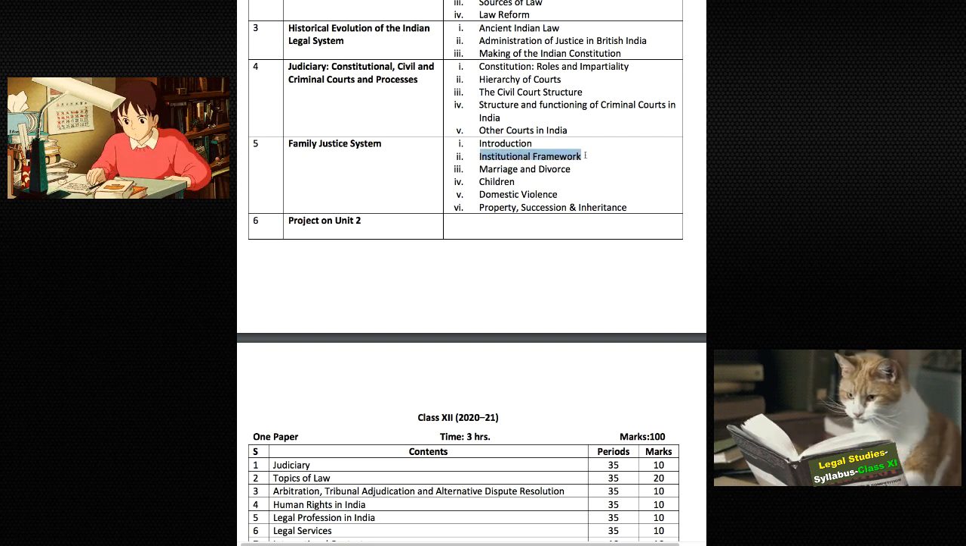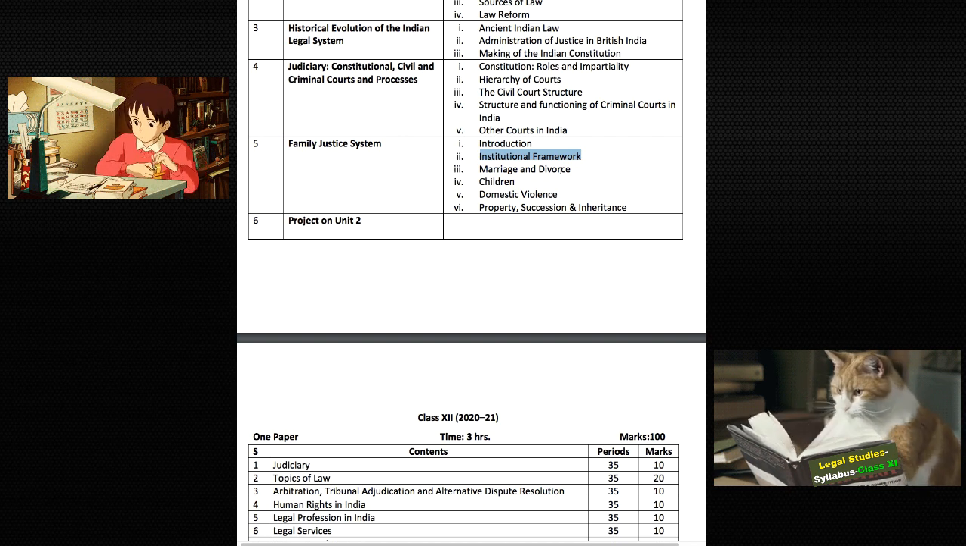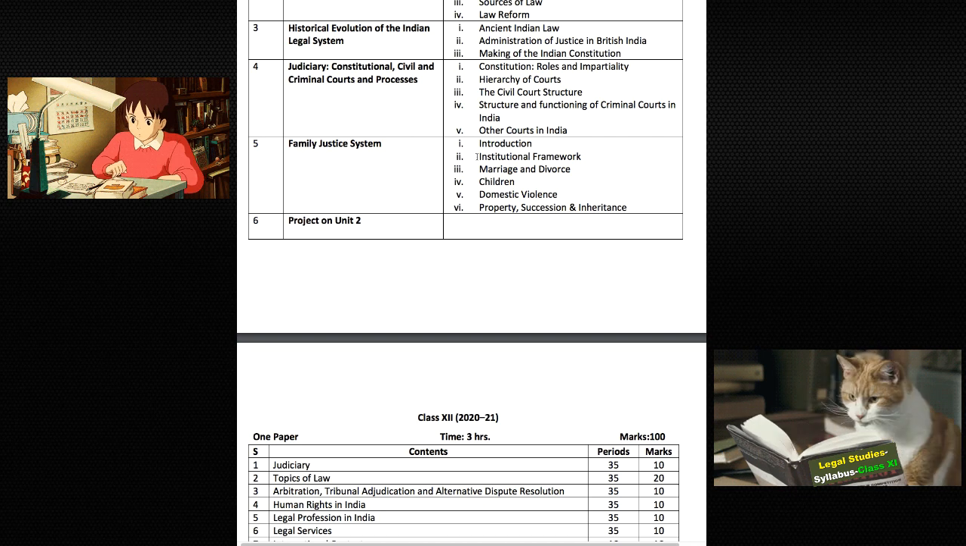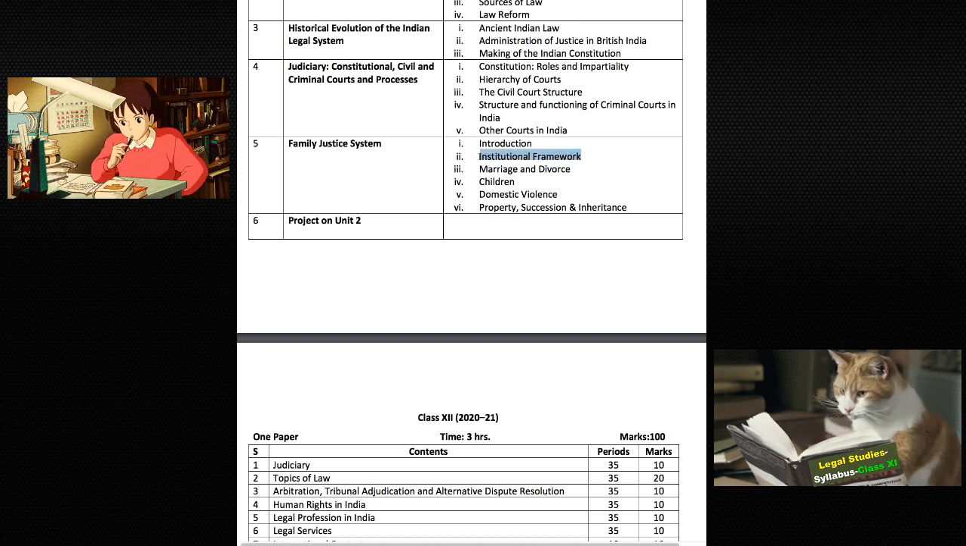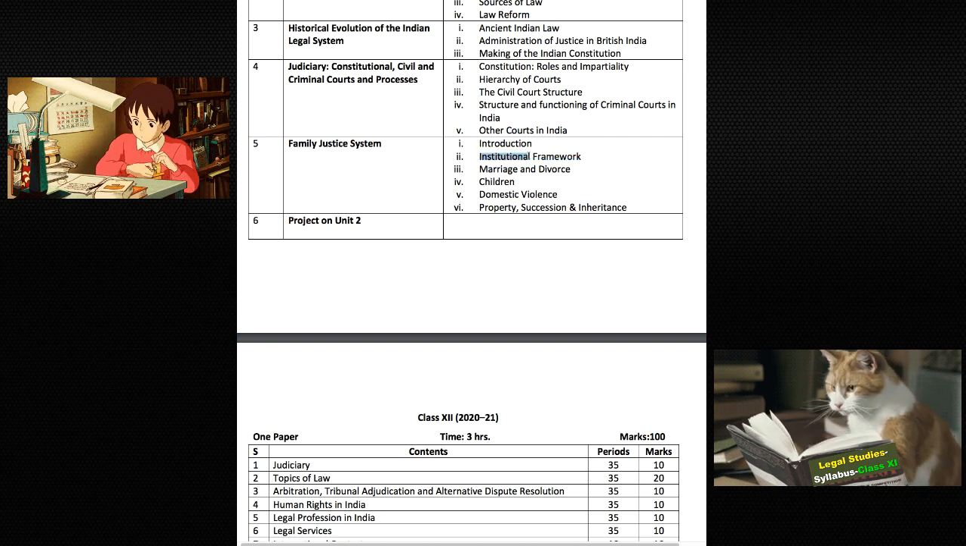The second chapter is talking about institutional framework. So what are basically the provisions, laws that govern such kinds of problems or issues or disputes, starting with the Hindu Marriage Act, Hindu Special Marriage Act, Succession Act. So there are so many things that we need to discuss under this institutional framework. Besides, we will also study the family court system and how it is set up and made a separate institutional system.